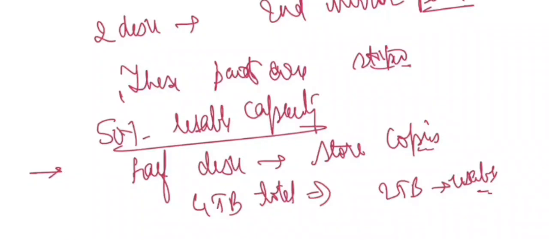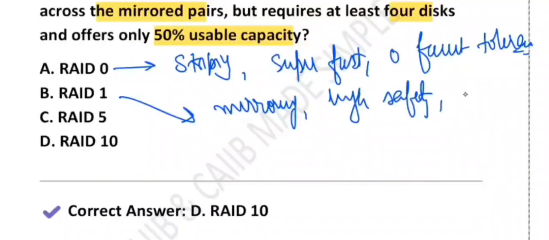Then we have RAID 1. RAID 1 is only for mirroring, right? It ensures high safety, but there is no speed boost from striping, and you still get only 50% capacity. What about RAID 5?